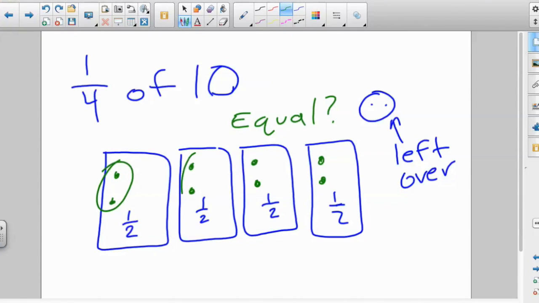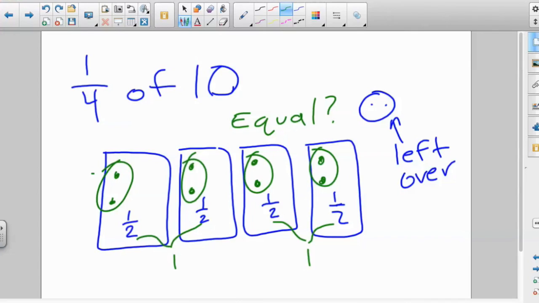Do they equal 10? Well, let's count. 2, 4, 6, 8. These 2 halves come together to make 1 whole, so that's 8 plus 1 is 9, and these 2 halves come together to make 1, and 9 plus 1 is 10. So I have used all 10 dots.